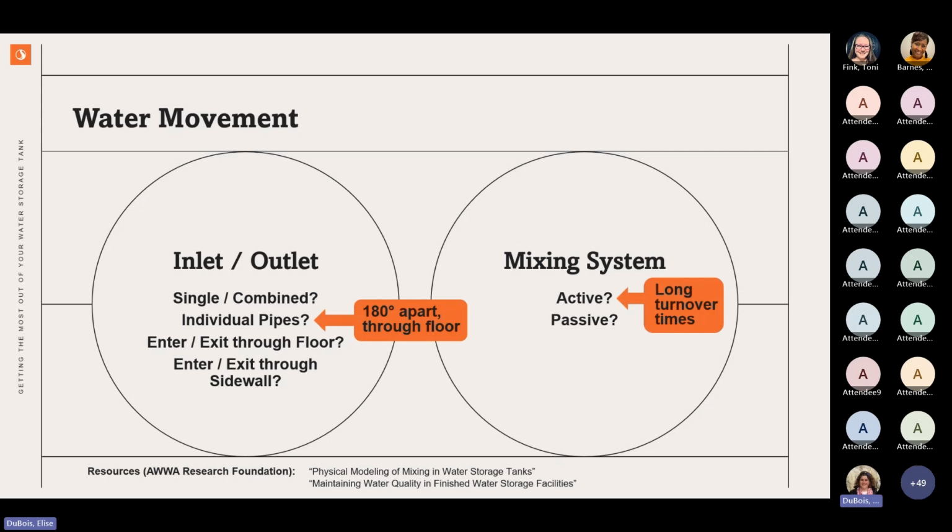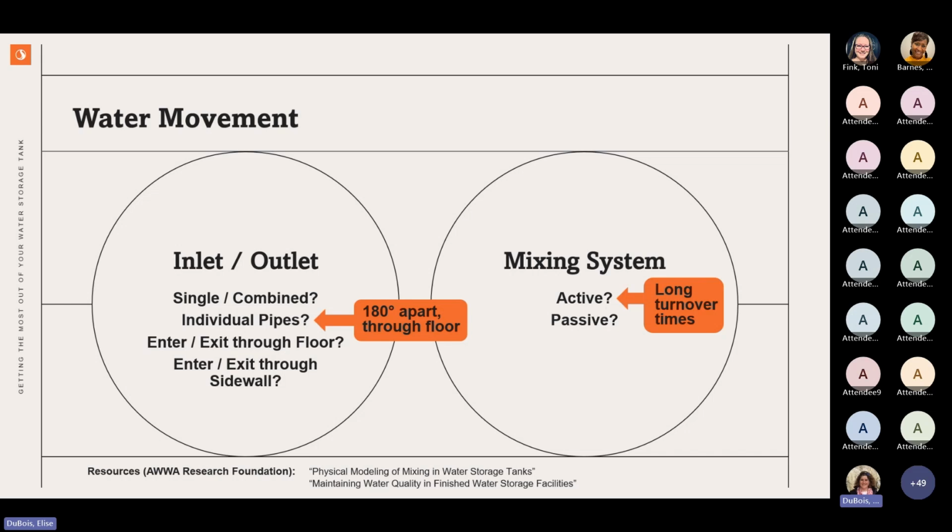So what's best for mixers? Mixing systems are required based on turnover times and temperature or stratification differentials. Turnover time is a calculation. It's typically done with SCADA data that looks at all the inflows and outflows of your tank and determines the actual amount of time for the tank to completely drain and fill once on an average over the course of several years. Turnover time is related to water age, but is different from water age.